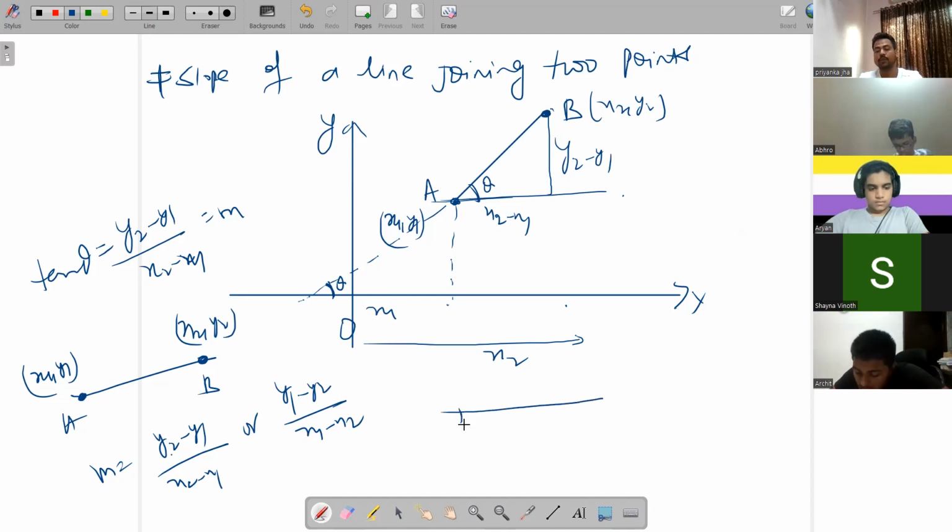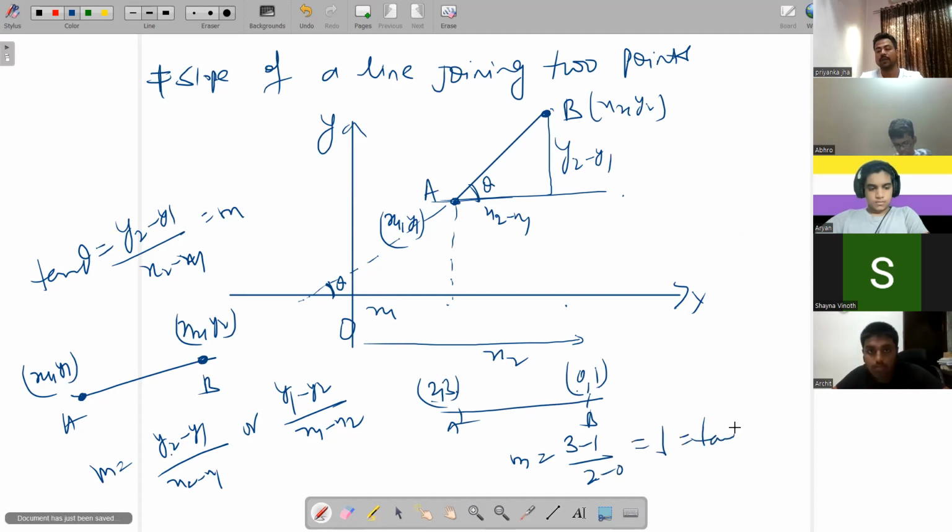Like a line joining two points A and B, suppose 2 comma 3 and 0 comma 1. Its slope should be 3 minus 1 upon 2 minus 0. So it should be 1. It means that m is 1, so it should be tan 45 degrees. So theta is how much? It will make a 45-degree angle.